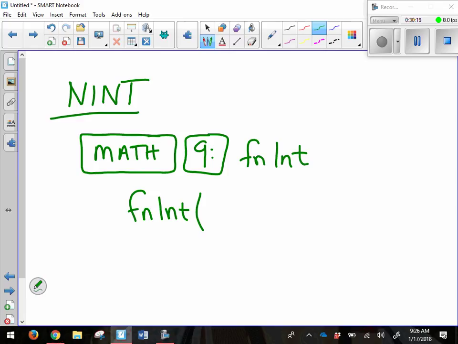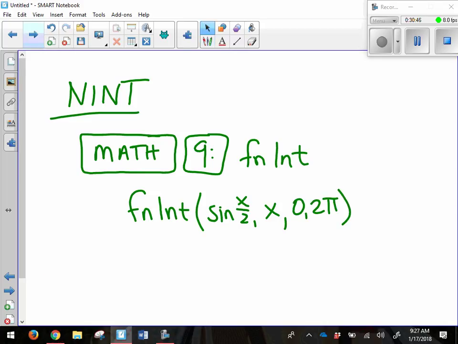Okay. So you're going to put in your function, which is going to be sine x over 2. You're going to put in a comma. You have an actual comma button on your calculator. You need to use your comma if you're doing it the old-fashioned way. You need to tell it what variable you're going to integrate with respect to, which is x. And then you're going to give the limits. And you close your parentheses and you hit enter.